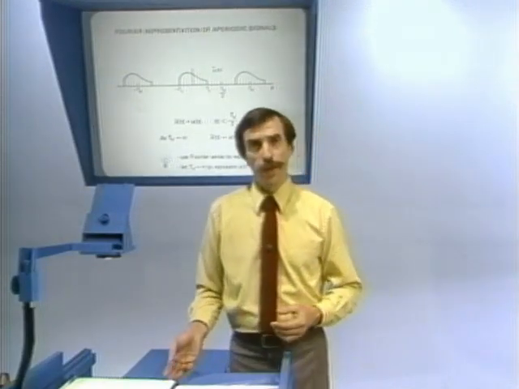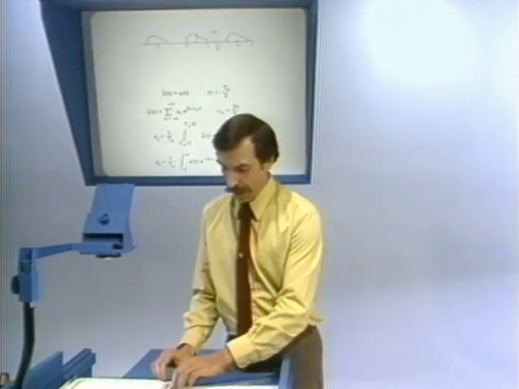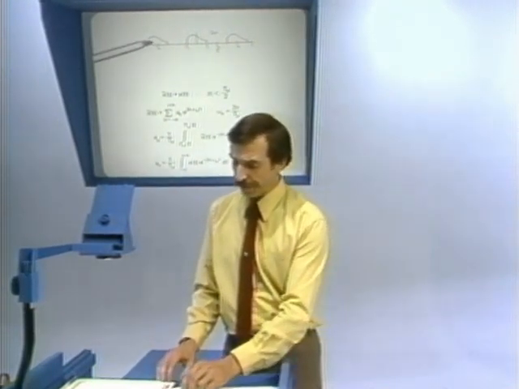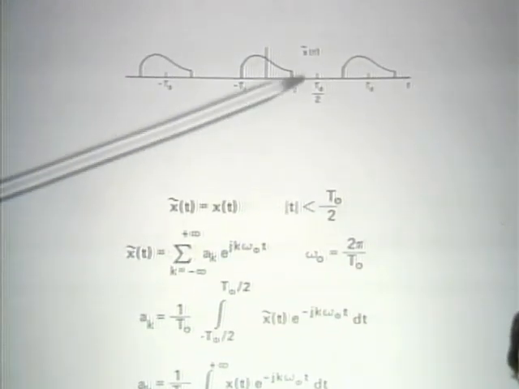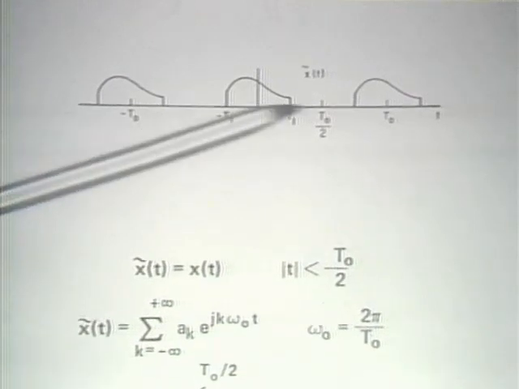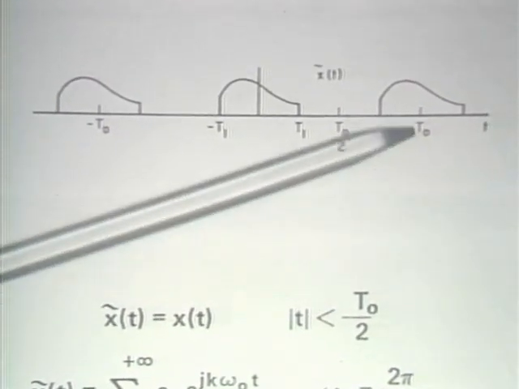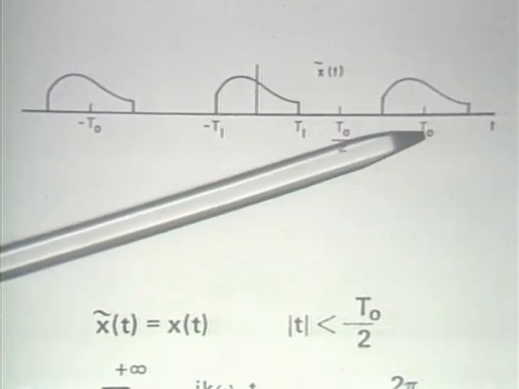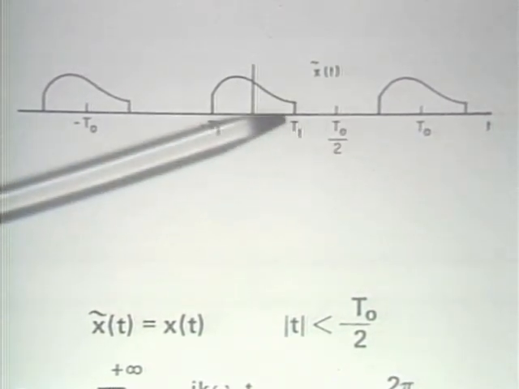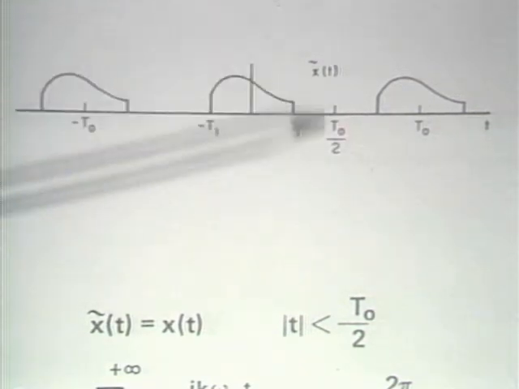Well, let's quickly see how this develops in terms of the associated equations. Here again, we have the periodic signal. And what we want to inquire into is what happens to the Fourier series expression for this as we let the period go to infinity. As that happens, whatever Fourier series representation we end up with will correspond also to a representation for this aperiodic signal.